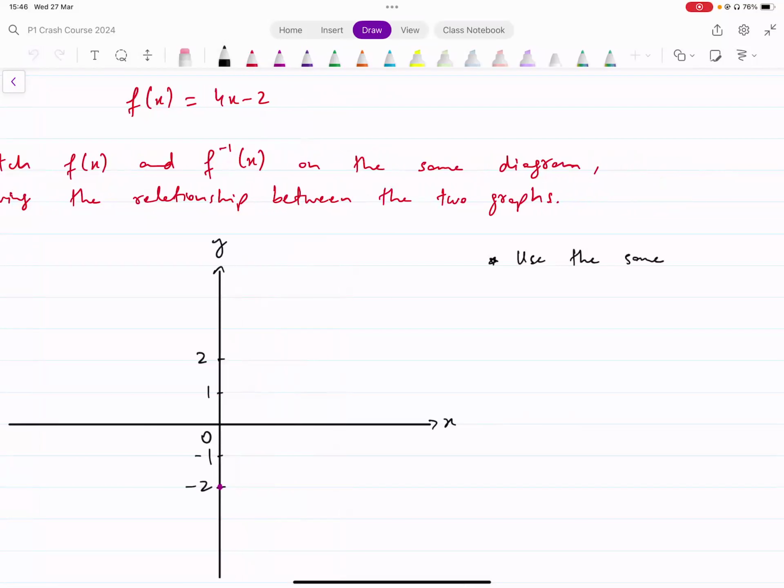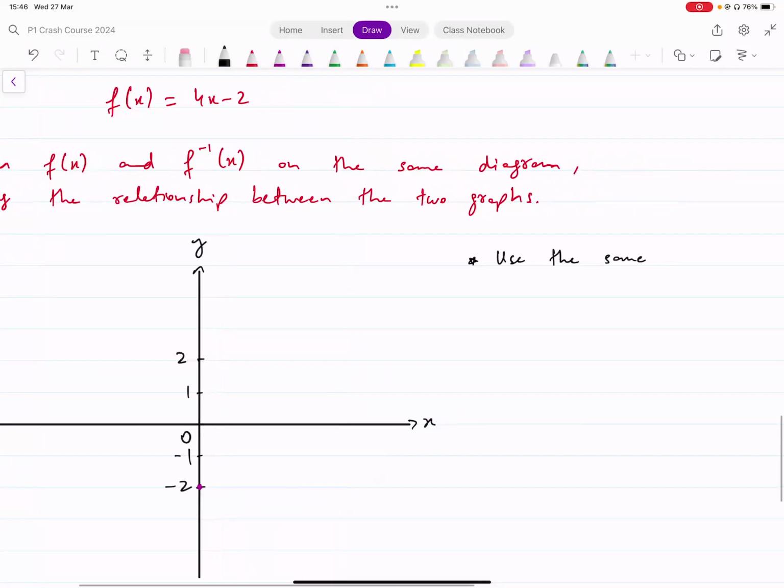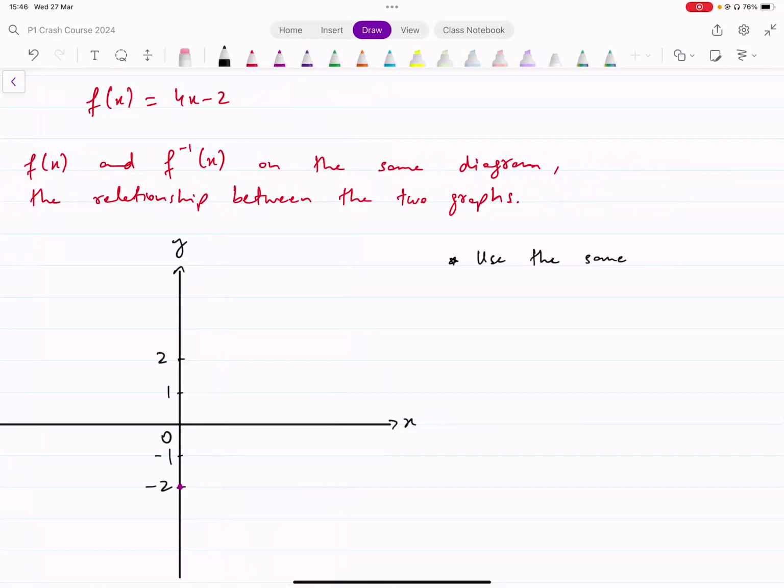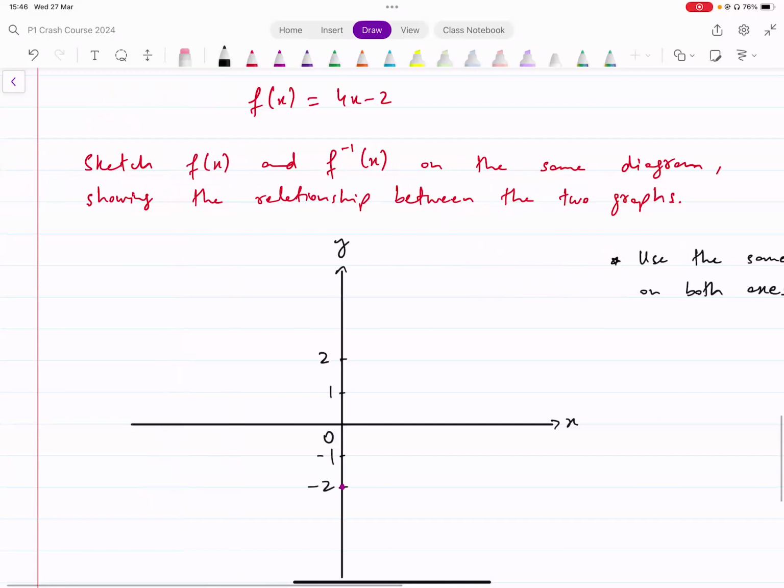Use the same scale on both axes. That means whatever you have represented as 1 unit on the horizontal axis, the same distance should be represented as 1 unit on the vertical axis. So use the same scale on both axes. And that is important because we need to show something graphically here, a relationship between the two graphs. Otherwise, it will not be very clear. So roughly on both axes, it should be the same distance that you're calling 1 unit.